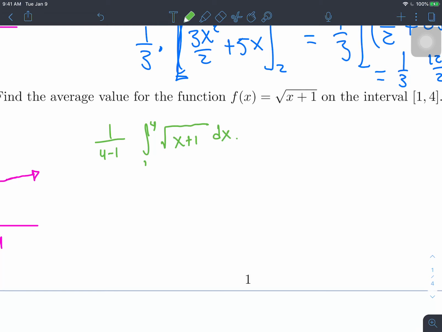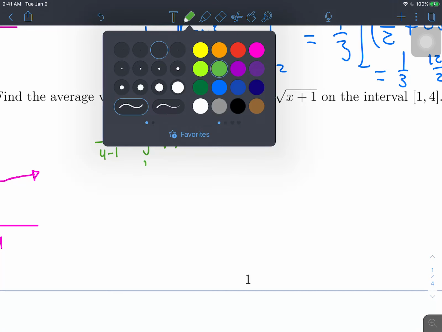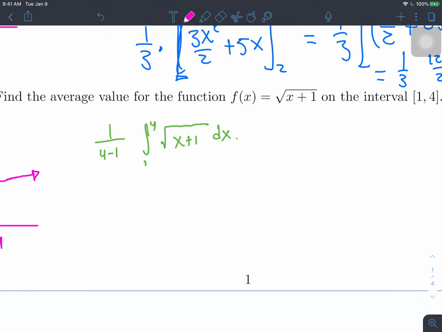This is what I was kind of saying earlier: I wish this looked like the square root of x, or maybe not the square root of x, but the square root of u. Then I would know how to do that antiderivative, because it's just a power rule situation. Okay, so that's what I want it to be. So let's do the u substitution, u equals x plus 1.